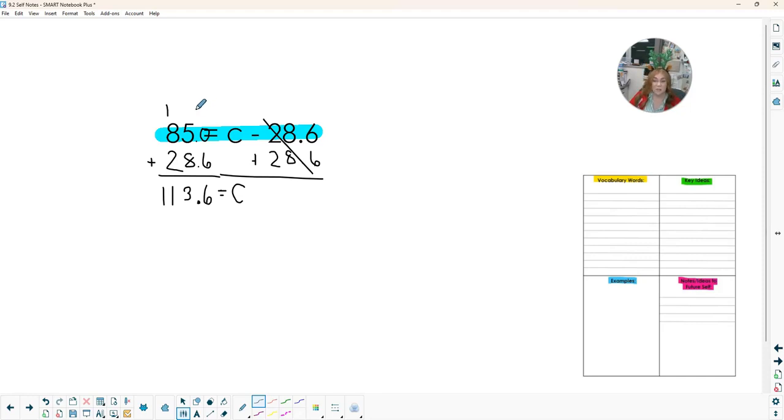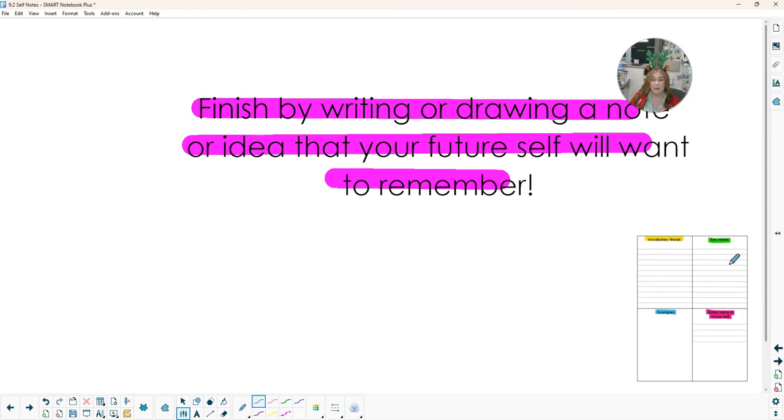So we're checking, do our answers make sense? And we are doing the opposite to both sides. So go ahead and write yourself a little note or draw a picture of what you need to do about solving and balancing equations.